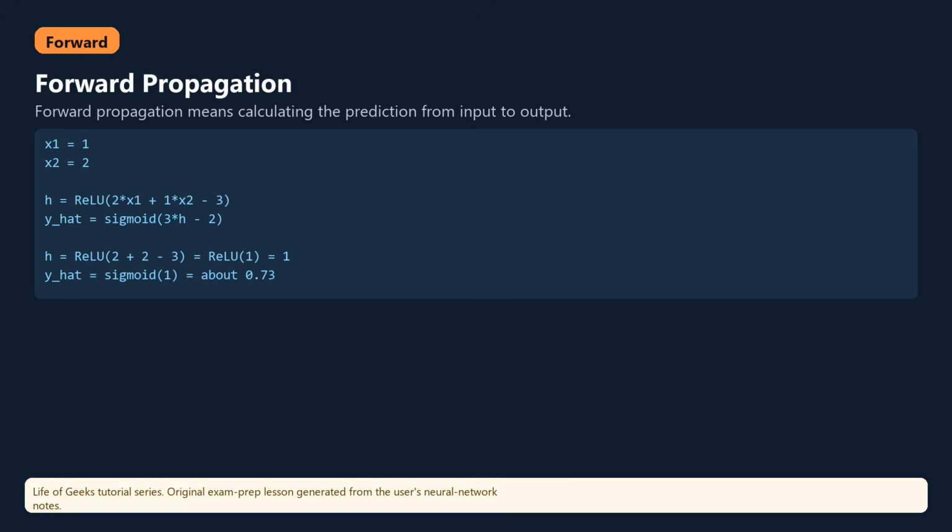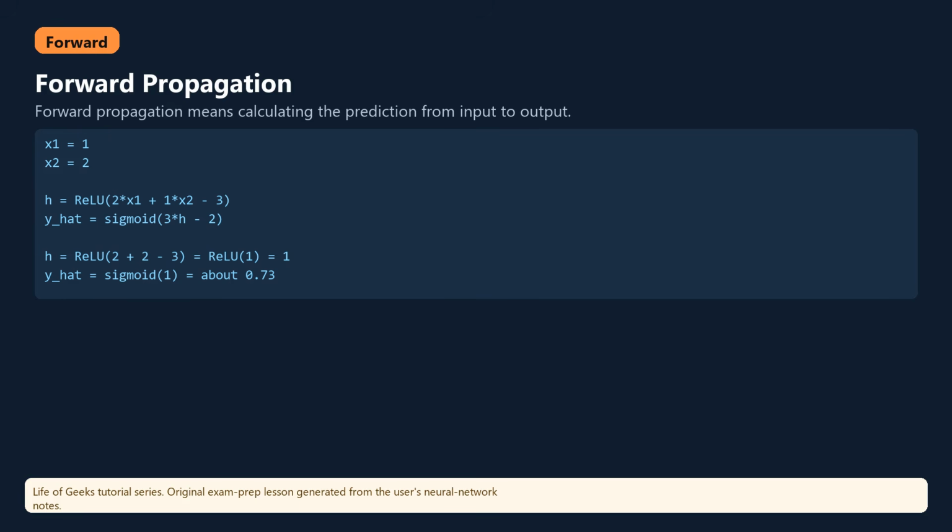Forward propagation means computing the output of a network from inputs to prediction. In this tiny example, x1 is 1 and x2 is 2. First, calculate the hidden neuron. H equals ReLU of 2 times x1 plus 1 times x2 minus 3. Substitute the values. 2 plus 2 minus 3 equals 1. ReLU of 1 is 1, so H equals 1.